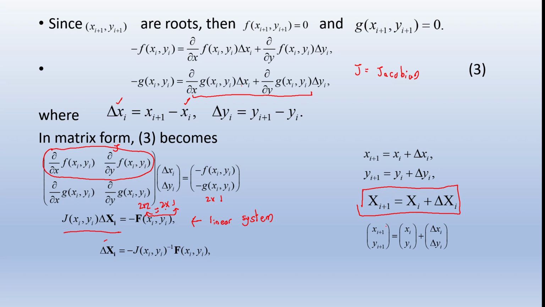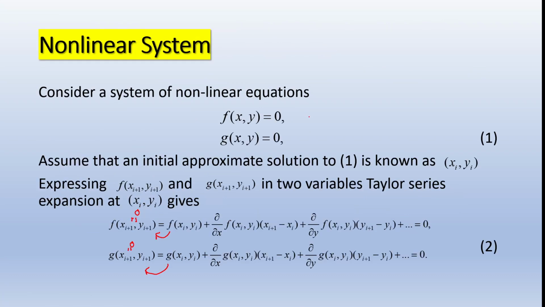So in the vector expansion form, vector x consists of the elements x and y, and Δvector x consists of Δxi, Δyi. As I said, this is the simplest nonlinear system.